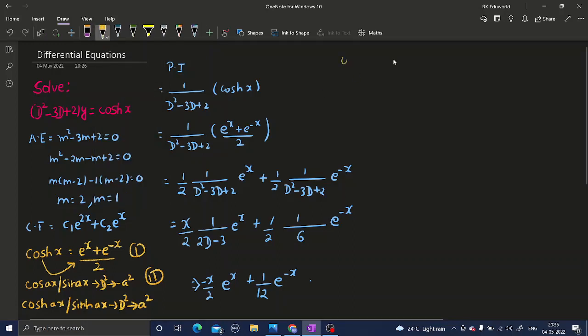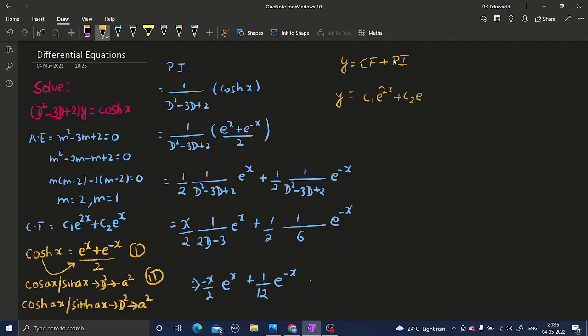My final answer will be y equals CF plus PI. So what was my CF? My CF was C1 e power 2x plus C2 e power x, plus my PI, which is minus x by 2 e power x plus 1 by 12 e power minus x. So this is the answer.